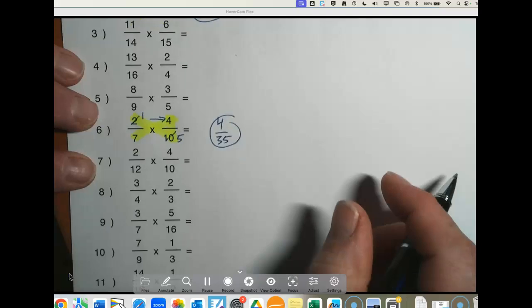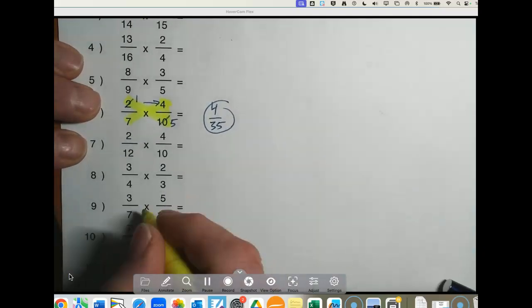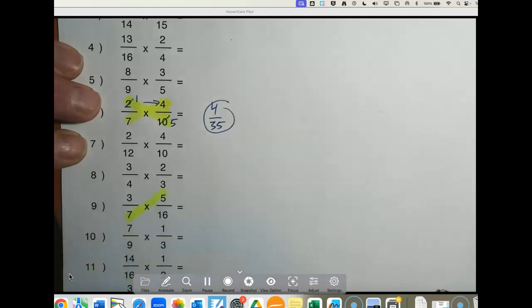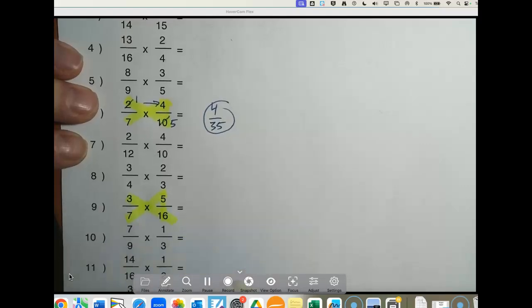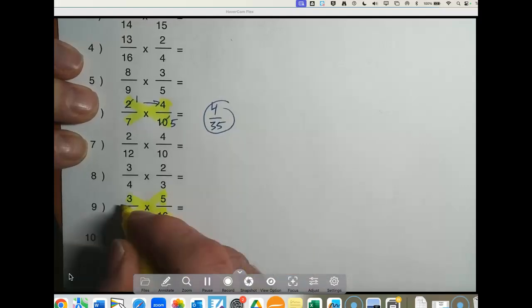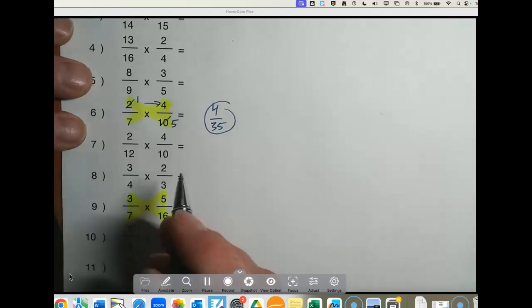Let's try one more down here. And then we'll call it a day. How about this one here? Can't do anything with 7 and 5, can you? No. How about 3 and 16? No. How about 5 and 16? No. 3 and 7? No. We're going to have some numbers we have to deal with here. Some kind of big ones here.